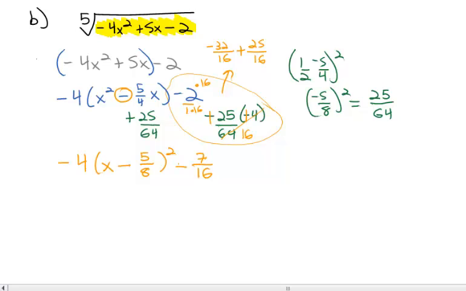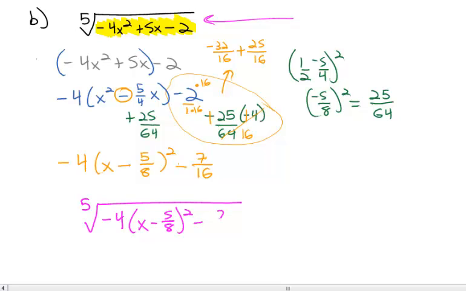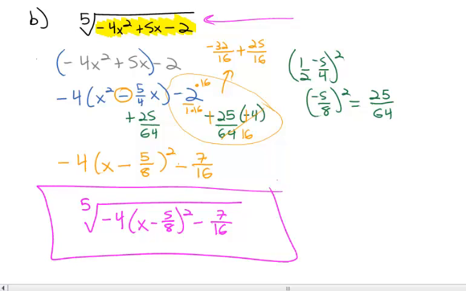And we have now completed the square on the quadratic portion. Sticking that back into the original expression, which was a fifth root of negative 4 times x minus 5/8 squared minus 7 over 16, we have completed the square on the quadratic portion of the problem.